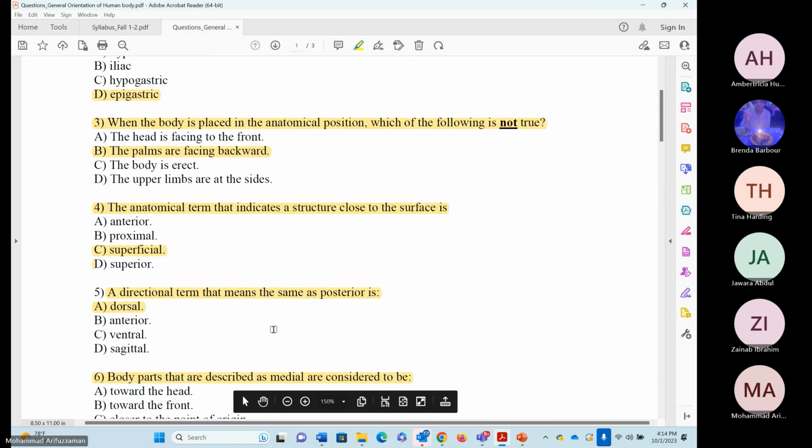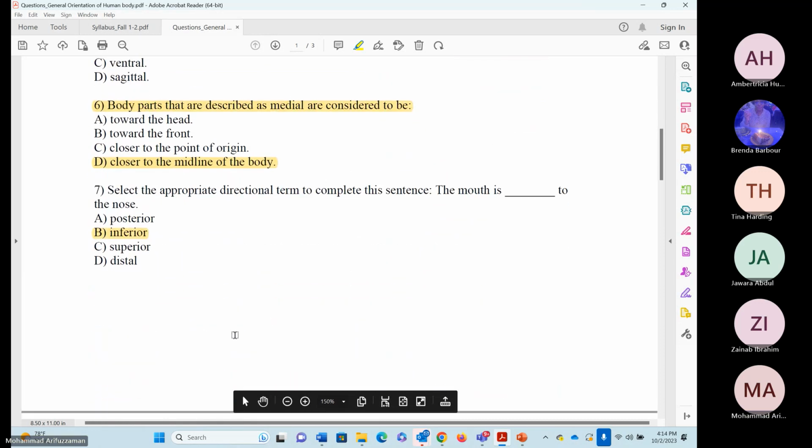So now, if the question is about the nose, then the nose is superior to the mouth, right? Nose is superior to the mouth and the mouth is inferior to the nose. Good.